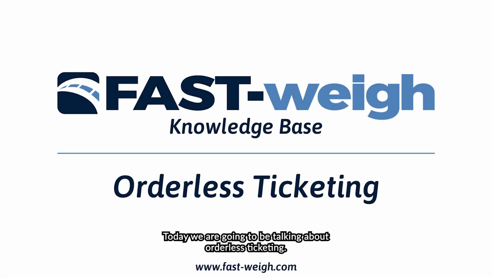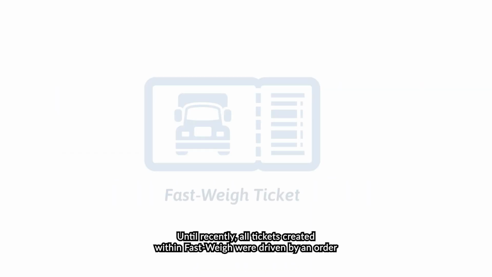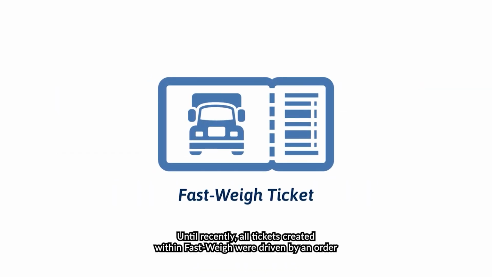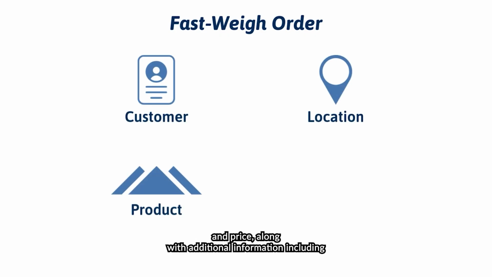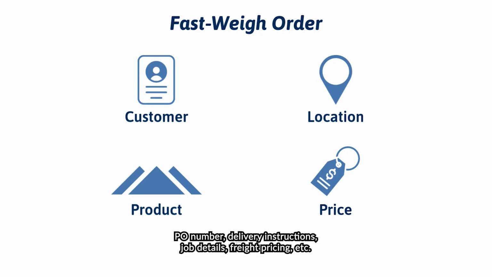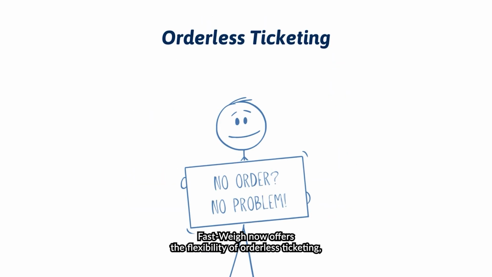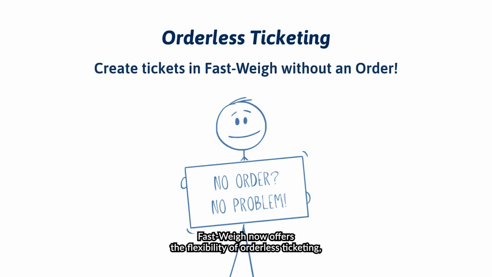Today we are going to be talking about orderless ticketing. Until recently, all tickets created within Fastway were driven by an order, which included details such as the customer, location, product, and price, along with additional information including PO number, delivery instructions, job details, freight pricing, etc. Fastway now offers the flexibility of orderless ticketing, allowing users to bypass requirements such as delivery details, job information, and freight pricing, making the process quicker and easier.